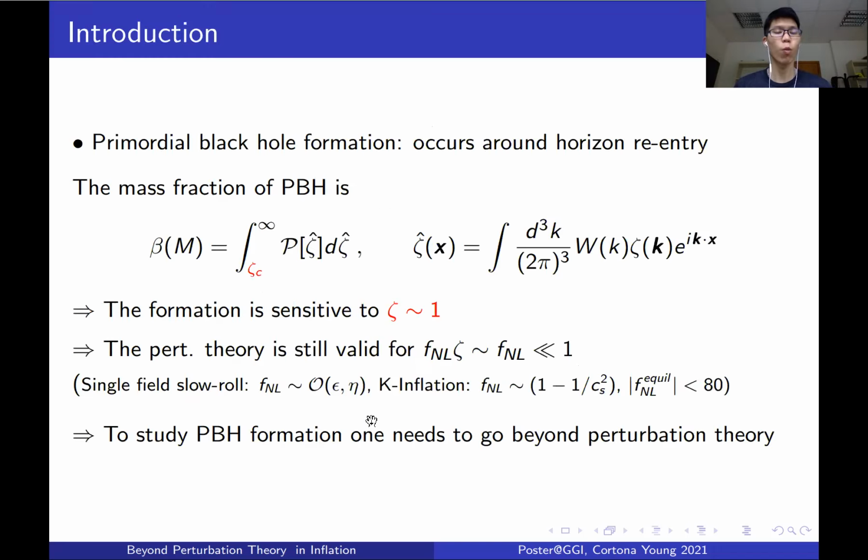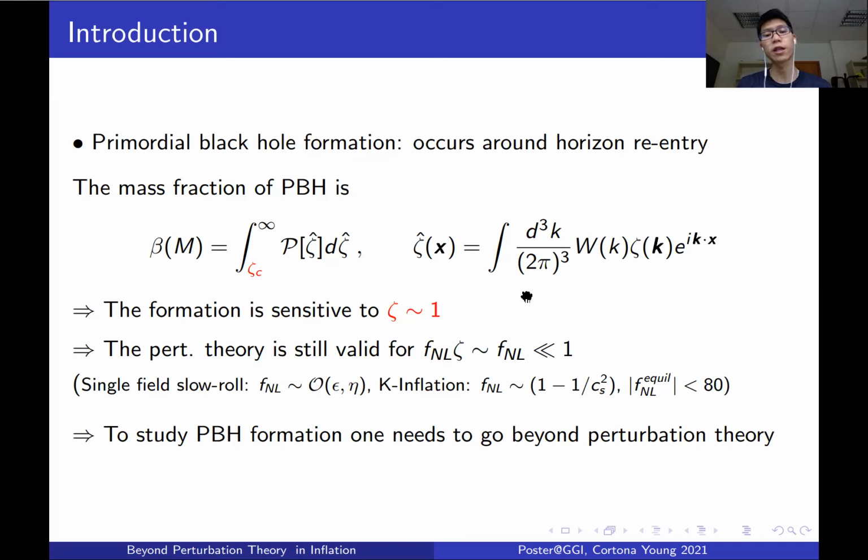You might ask why we are interested in going to the tail of the distribution. This has something to do with primordial black hole formation, which typically happens around horizon re-entry. For example, you can compute the mass fraction of the PBHs, where you have to integrate from the threshold zeta hat up to infinity. Usually this threshold is of order unity. That means this beta, the mass fraction, is sensitive to the tail of this distribution P of zeta hat.